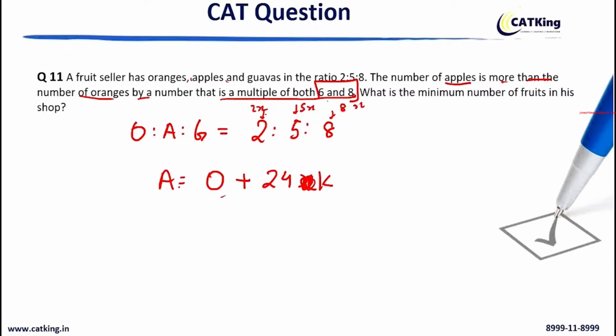What is the difference between apples and oranges? 24k. Here, what is the difference between apples and oranges? 5x minus 2x, that is 3x. So 3x equal to 24k.